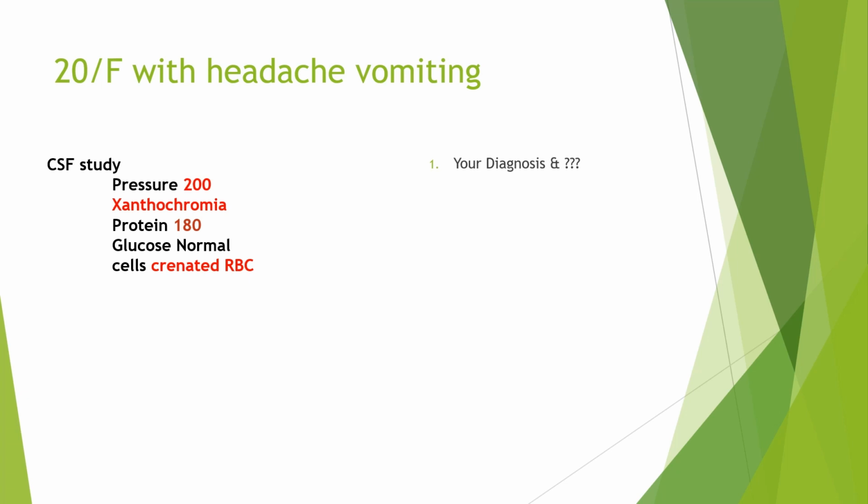If the patient is coming after 2-3 days after the bleed, then the picture is slightly different. The color of the fluid will be xanthochromia, because xanthochromia is produced when the hemoglobin is converted into oxyhemoglobin, which is pink in color, and subsequently methemoglobin and bilirubin, which gives it a xanthochromia or yellow color of the fluid. So the diagnosis here is acute subarachnoid hemorrhage.